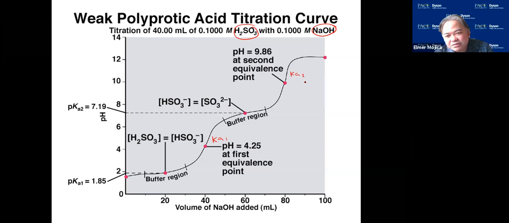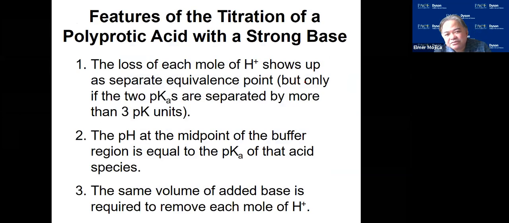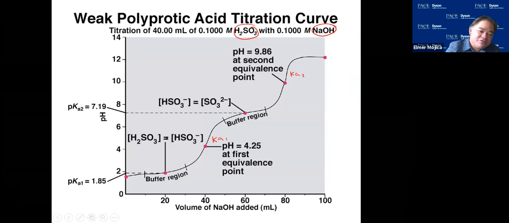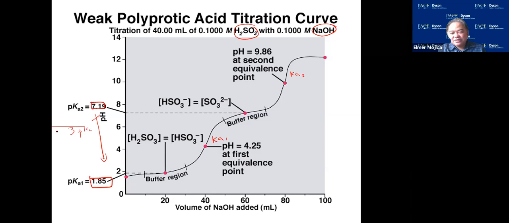And if you're going to look at the features of this type of titration, you could say the loss of each mole of H plus shows up as a separate equivalence point, but only if the two pKa's are separated by 3 pKa units. So what does this mean? If we're going to look at this, this is 1.85 and this is 7.19. So you can only see it because it's more than 3 pKa units.